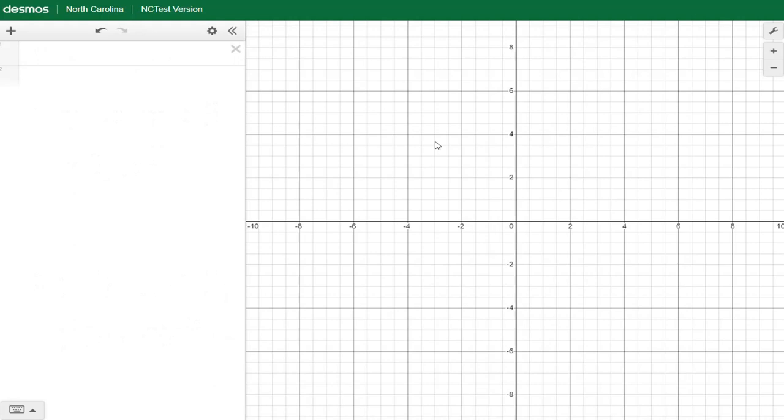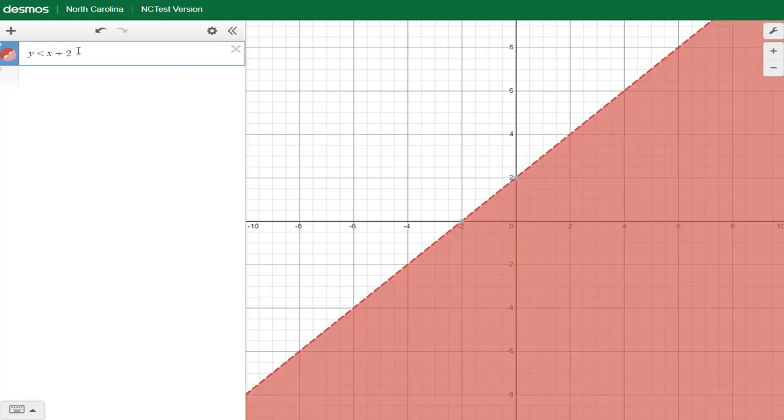Okay, hopefully you did that. And so we're looking at Desmos. So what I'm going to do is start typing in here the first inequality. It's going to be y, and you can use your keyboard, less than x plus 2. Okay, so you'll notice how it's got a dotted line. That means it's less than and not equal to.